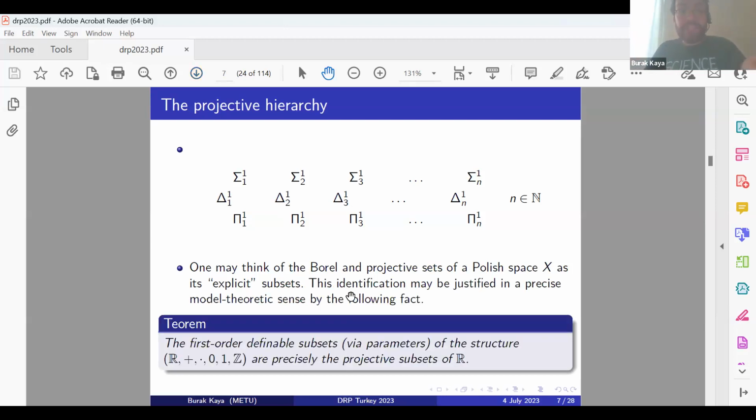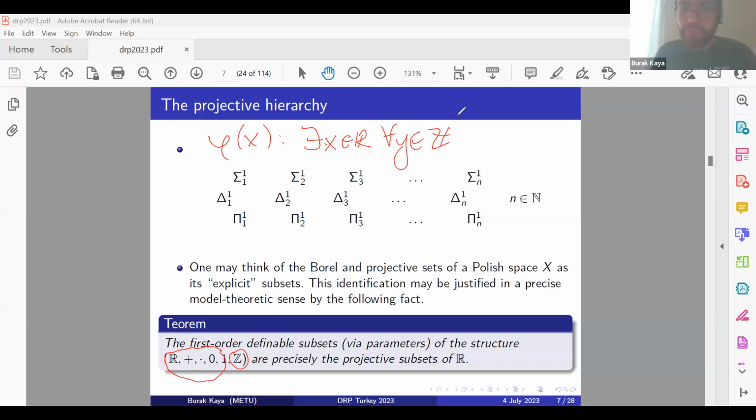And identifying these with the explicit subsets, definable subsets, can actually be made precise in a model theoretic sense. If you don't know model theory, this is fine. If you know model theory, this is going to make much sense. Take the field of real numbers and add a predicate for integers, meaning the following. Then you look at the definable subsets of the structure. What do I mean by definable subsets? You write down a formula. And in this formula, you can quantify over real numbers, but I'm also allowing you to quantify over integers as well.